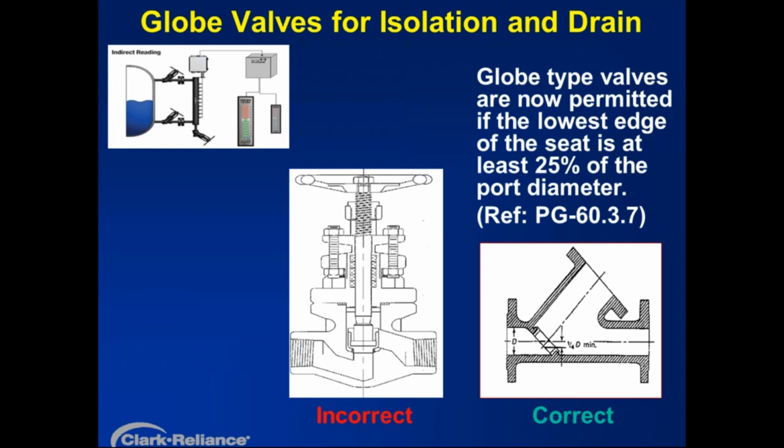So if you choose to use a globe type valve, it must have at least 1/4 of the inlet port diameter above the seat when the valve is open. There are some companies, just to mention a couple of names, Conval, Everlasting, who make these valves in code compliant models.